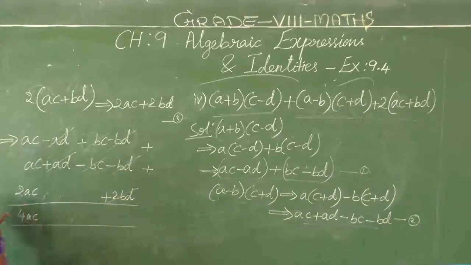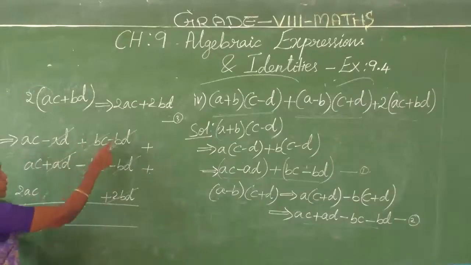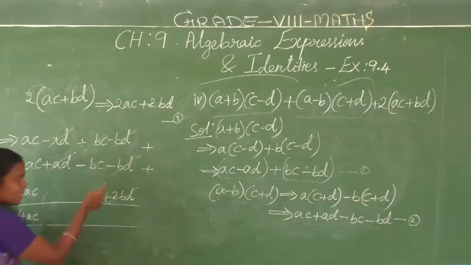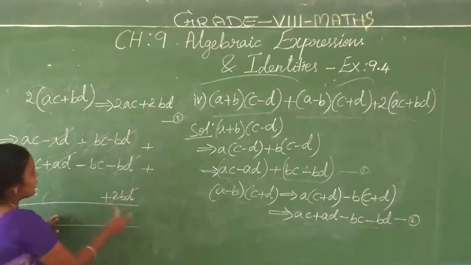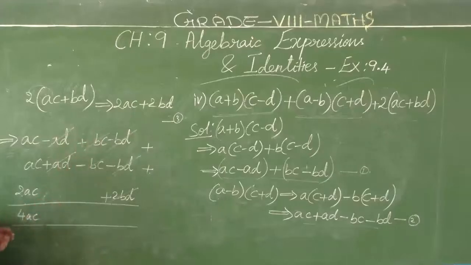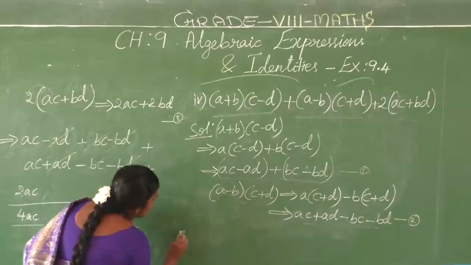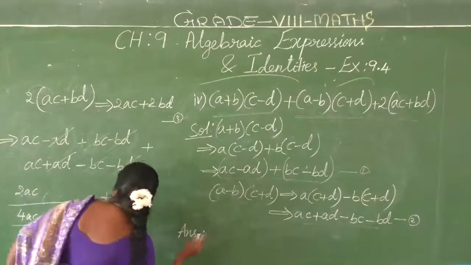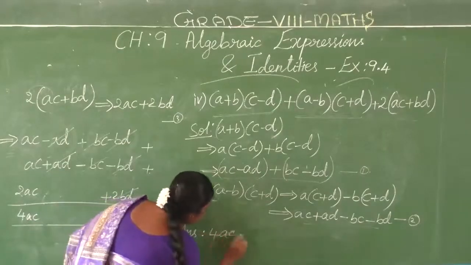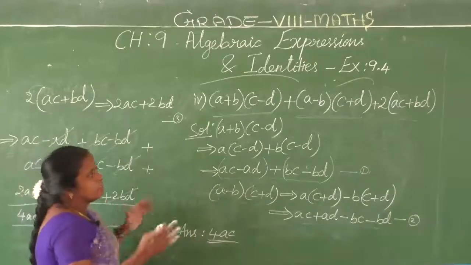Clear what I did? Plus 1 totally plus 2, plus 2 plus 2, plus 4AC. Minus 1 plus 1 cancel, plus 1 minus 1 cancel, minus 1 minus 2. With that one more plus 2 to be added. So minus 2 plus 2 gets over. So the final answer for this question is 4AC. Understood, children?